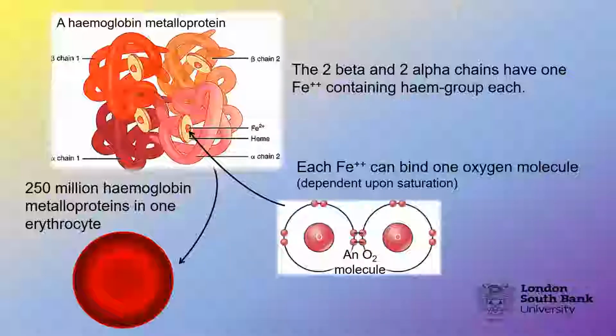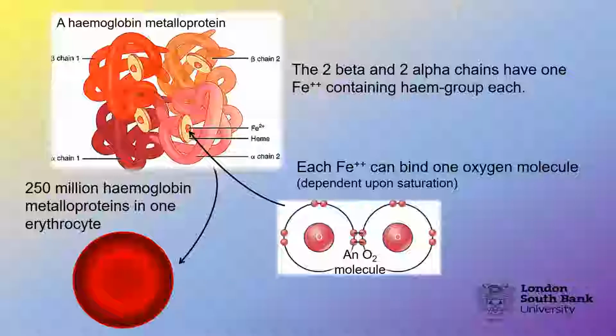Each Fe++ can bind 1 oxygen molecule, and this is dependent upon saturation. And you'll notice here that oxygen is a molecule, and of course it's labelled O2, the 2 implying that there are 2 oxygens, making it a molecule.